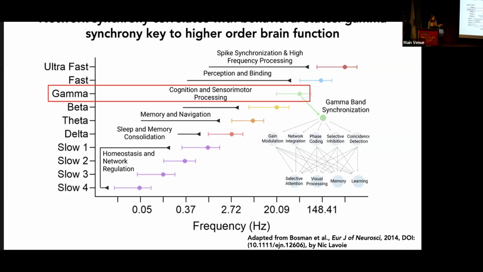Gamma oscillations, ranging between 30 to 80 hertz, are known to be the highest during higher order cognitive function, such as attention or decision making, formation of learning and memory, and so on. And at the neural network level, gamma band synchrony is implicated in gain modulation, network inhibition, phase coding, in essence, basically the computation of the neural network.